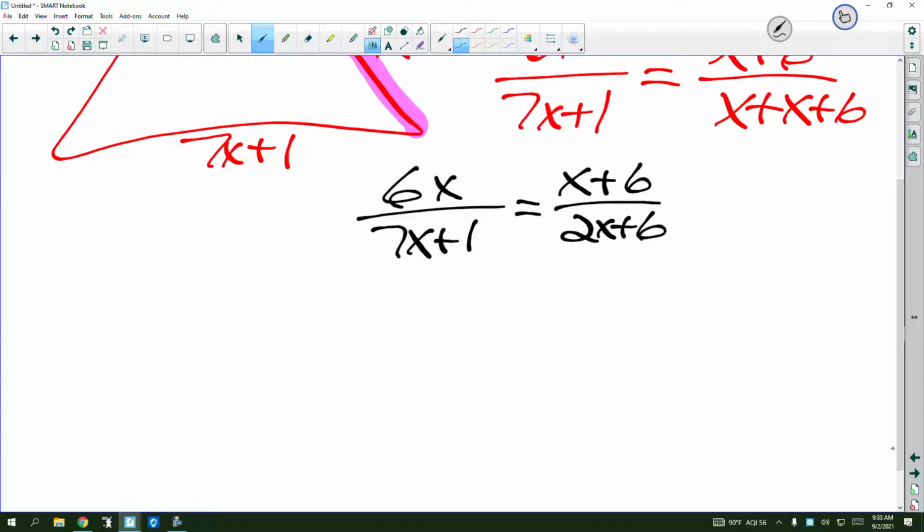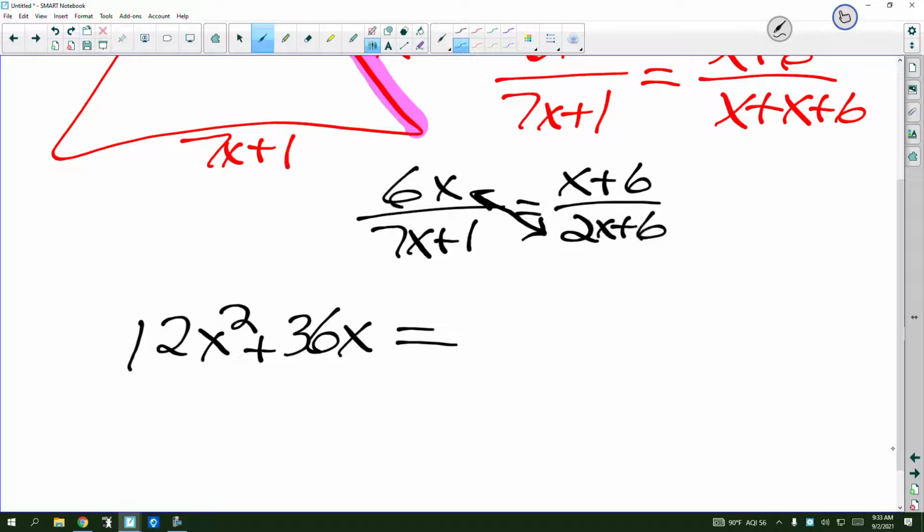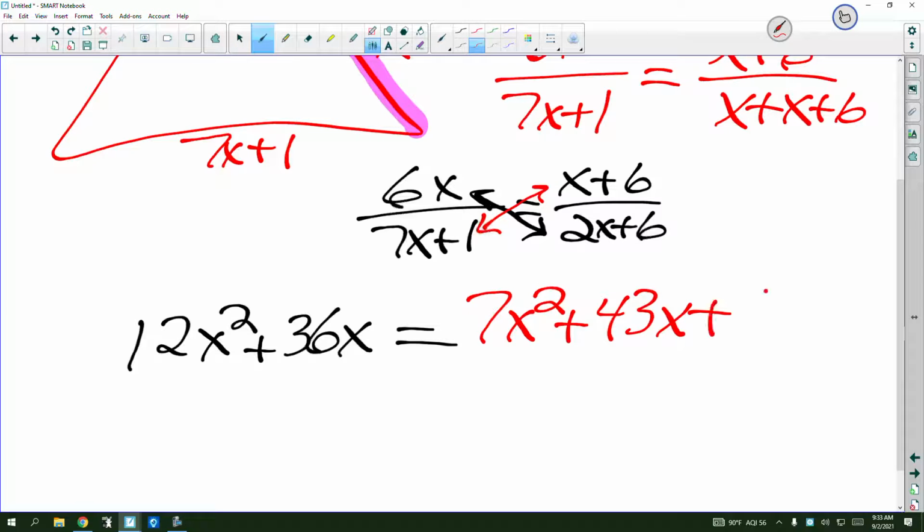Okay. So if I multiply these guys together, I get 12x squared plus 36x. Now I'm going to have to FOIL the other 2 dudes, right? I'm going to have to FOIL these guys. Yep. All right, 7x squared plus 42x plus 1x. So far, so good. I FOILed.